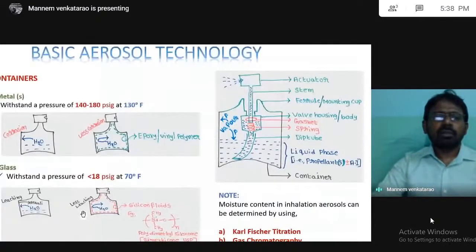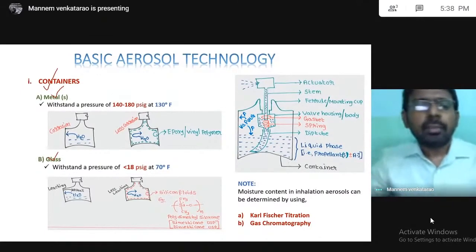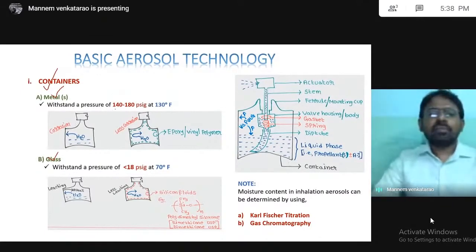Next, first I want to talk about containers. So which materials are used to construct the container? Simply metals and otherwise glass. The metals can withstand a pressure of 140 to 180 pounds per square inch gauge at 130 Fahrenheit. This is the most important point in the container concept. Before going into the examination hall, just check this one.